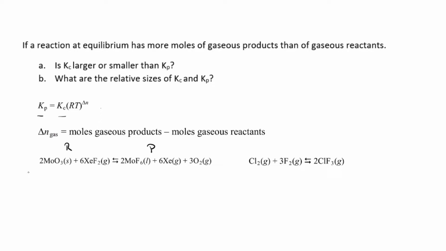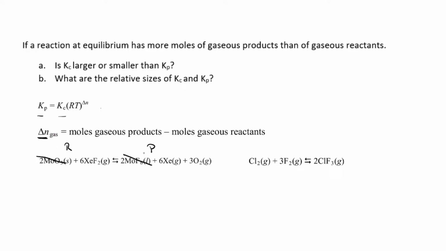Then we're only looking at the gaseous compounds, not solids or liquids. So this is a solid, we can get rid of that one. This is a liquid, we can get rid of that one. So now we have our reactants that are gases and our products that are gases. And we're going to look at the change in moles of gas for this reaction.